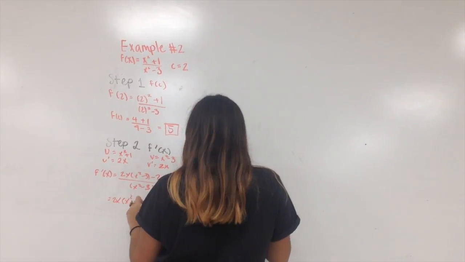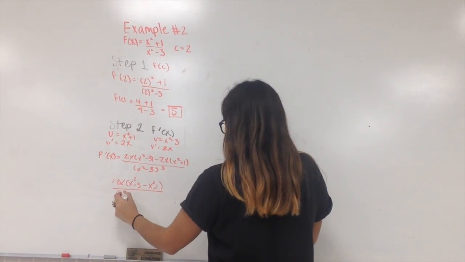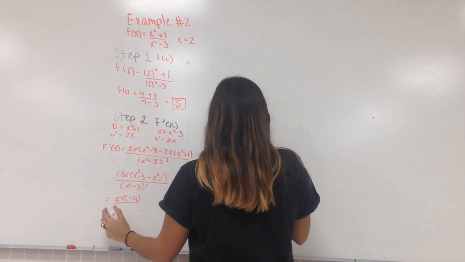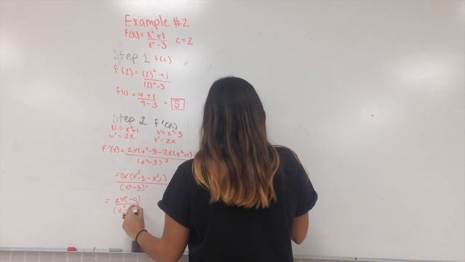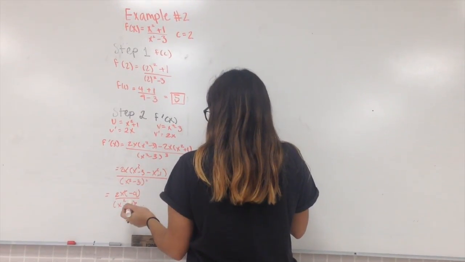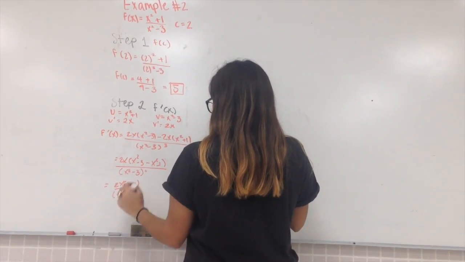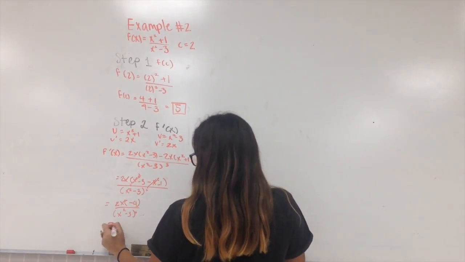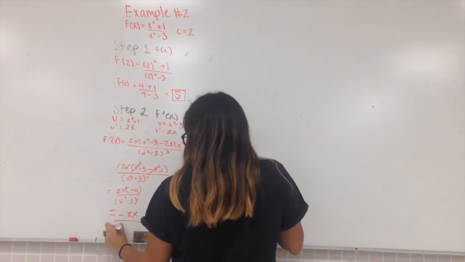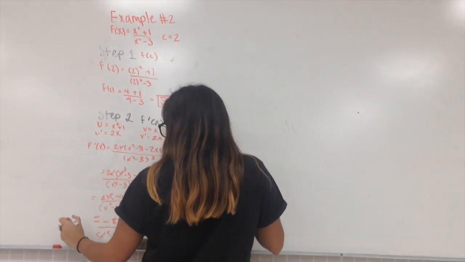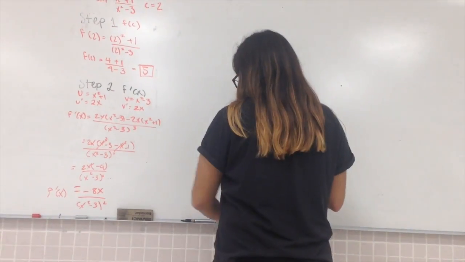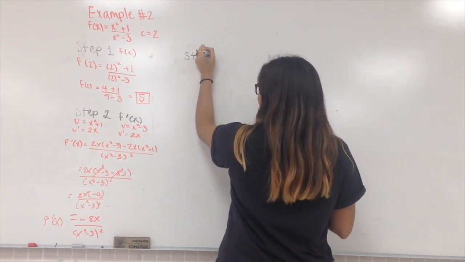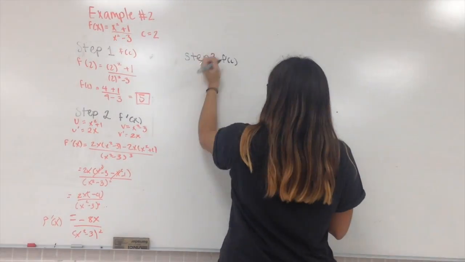So we get 2x times x squared minus 3 minus 2x times x squared plus 1 all over the expression x squared minus 3 to the square. We can take 2x as a common factor and simplify the function as 2x times x squared minus 3 minus x squared minus 1 all over x squared minus 3 to the square. It can be then simplified further as 2x times negative 4 all over x squared minus 3 all to the square, and then as negative 8x over x squared minus 3 all to the square. This is the derivative of f of x.